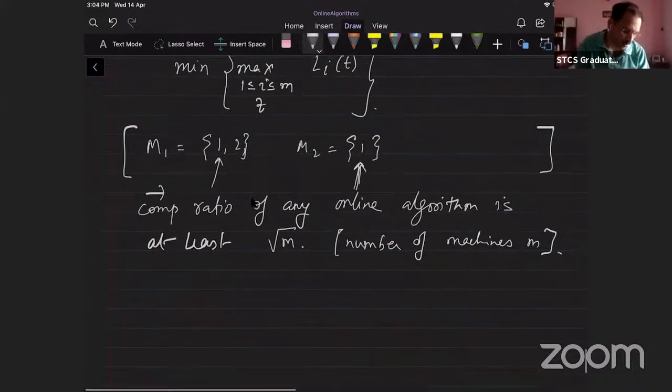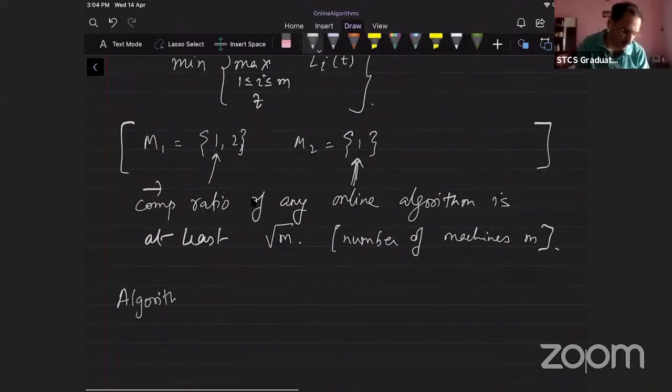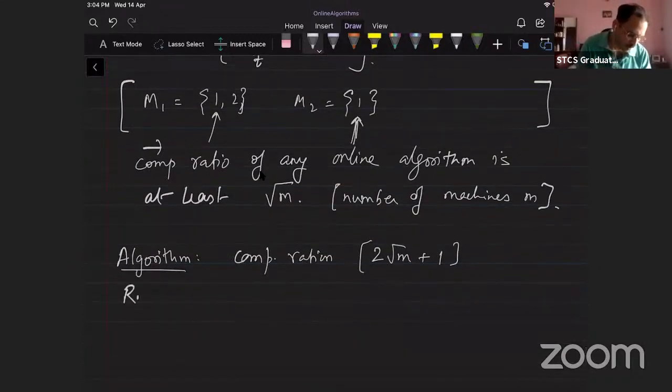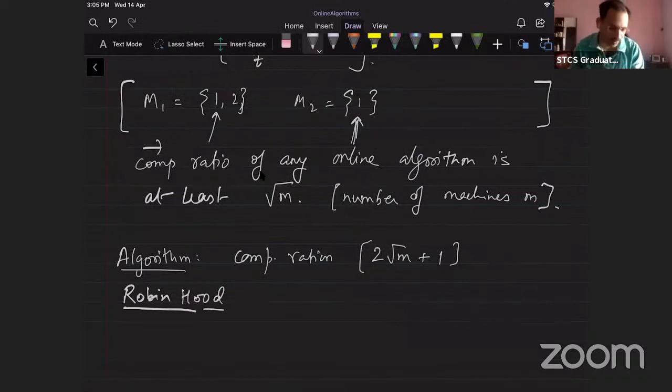The algorithm we are going to present will have a competitive ratio of square root of 2 times square root m plus 1. I hope I'm not wrong. Yes, that is what we will show. So up to a factor of 2, that will be optimal. And the algorithm's name is Robin Hood, for obvious reasons. We will define poor and rich machines and keep assigning things to poor machines as long as possible.